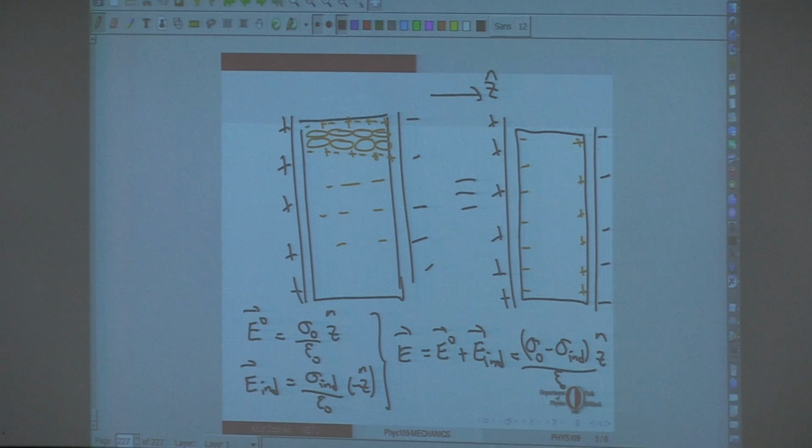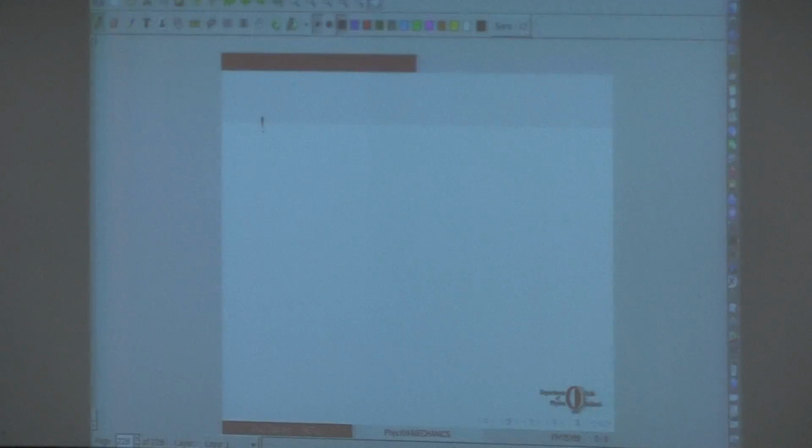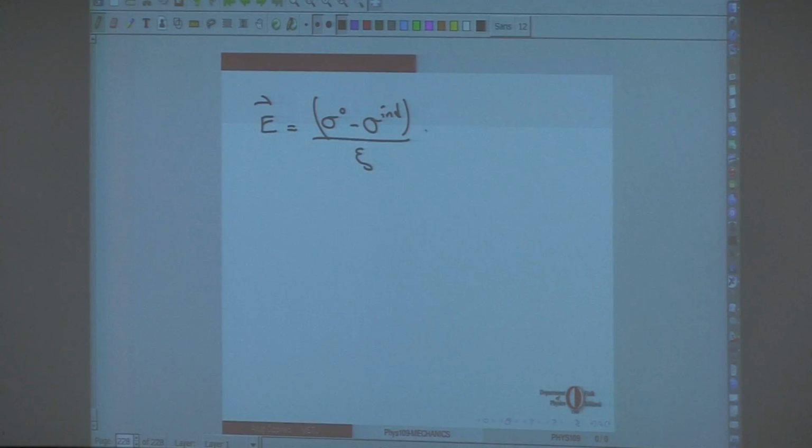Well, one thing we know, this electric field, now let's see, we said that this is sigma 0 minus sigma induced divided by epsilon 0 in the z hat direction. It will definitely be less than E0. The electric field inside my insulator will be smaller. It will not be as small as in a conductor. In a conductor, it will be completely 0. But in an insulator, the electric field inside will nevertheless be reduced in strength.